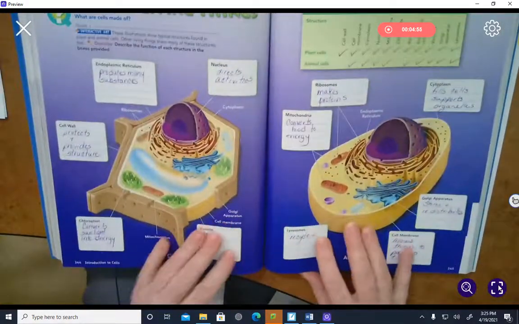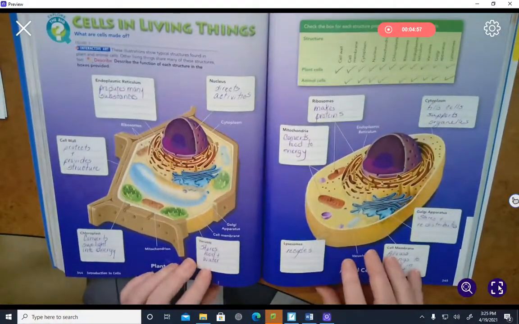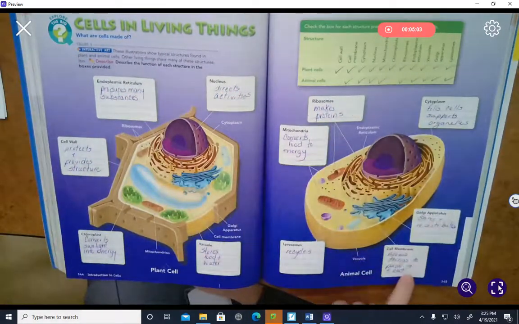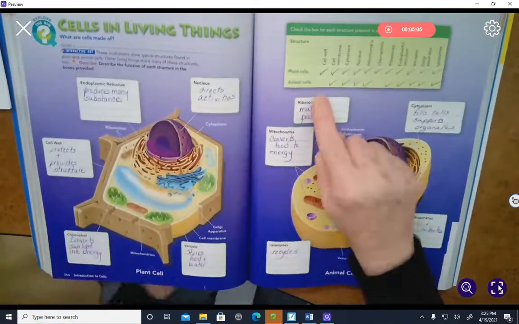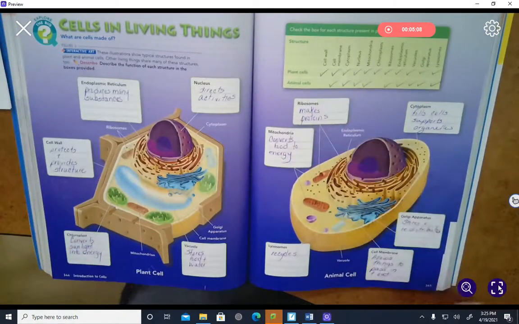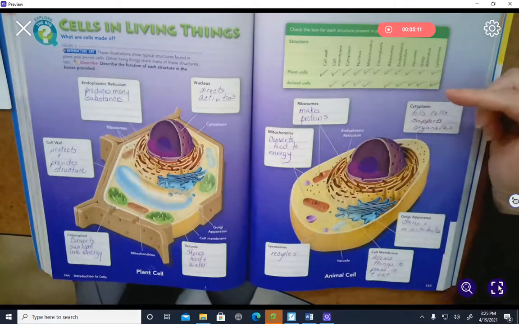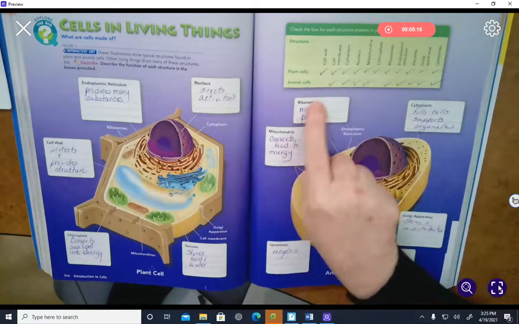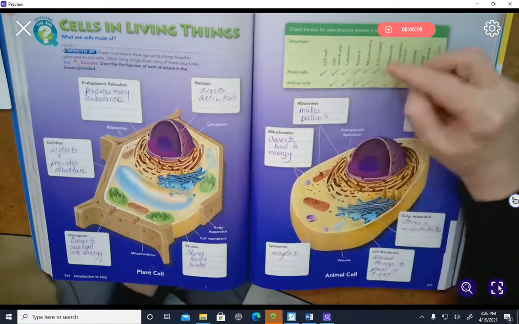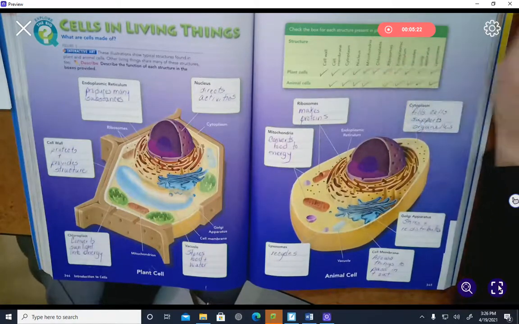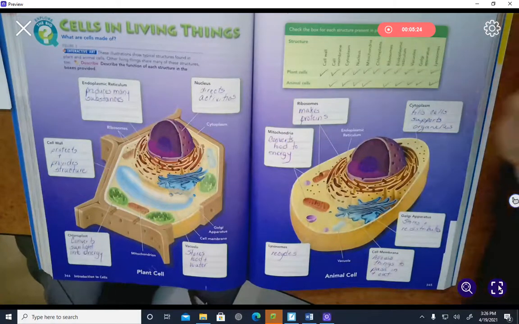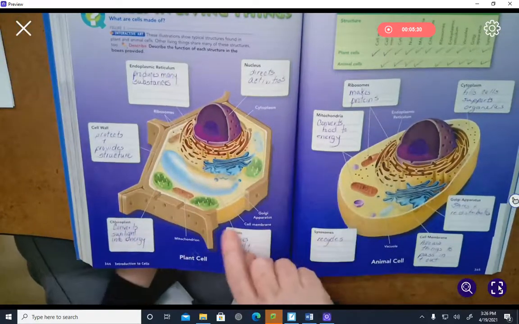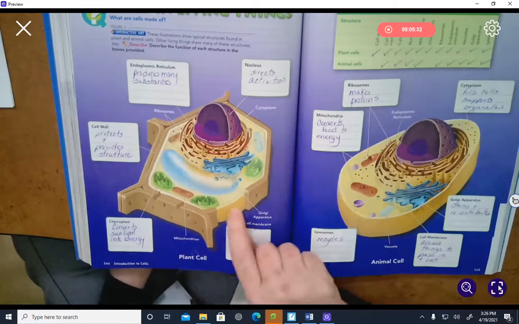So this is what they did in class on Thursday, just writing what each of these items do within the cell, and also realizing that animal cells have everything that plant cells do except a cell wall and chloroplasts. If you can say the word chloroplasts, maybe you can remember the word chlorophyll, and that's what makes a plant green. And you could see that over here, the chloroplasts. They also have this rigid cell wall around this membrane.